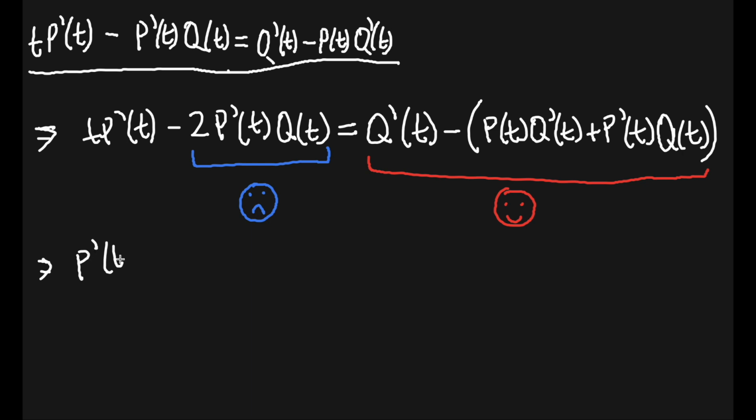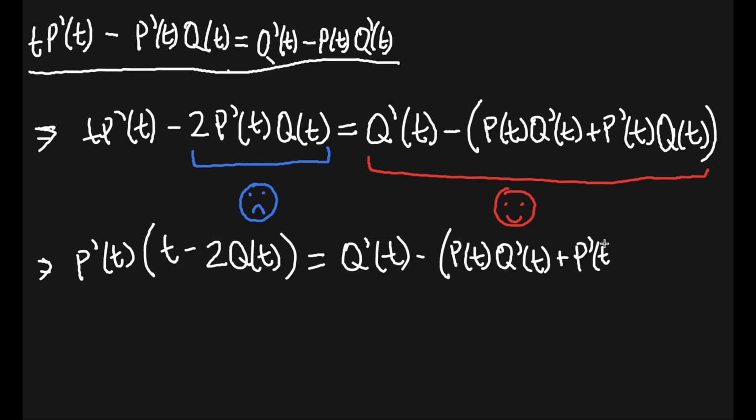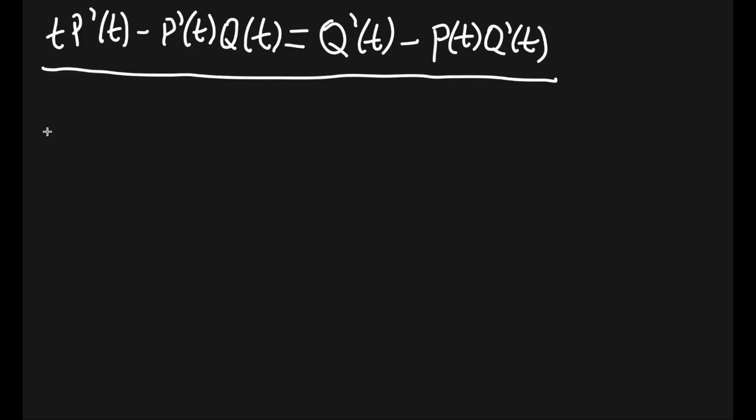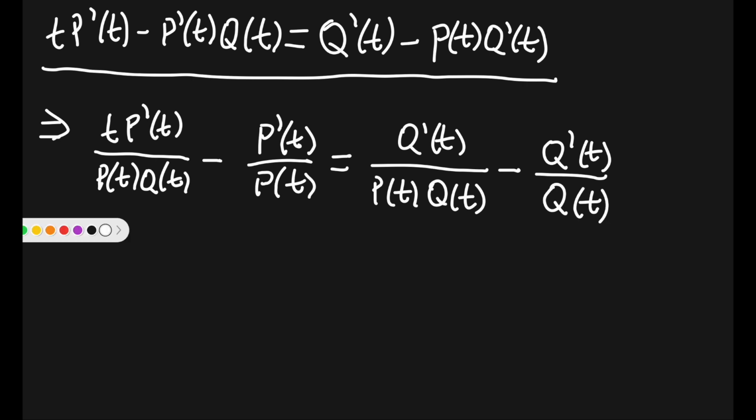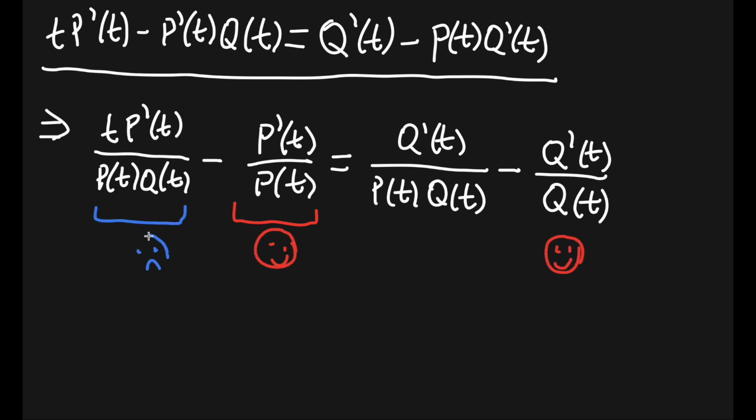Even if the left side is grouped by p prime of t, it doesn't do anything to help. P prime of t times q of t doesn't have a nice integral. Finally, I decided to try dividing by p of t times q of t, hoping that maybe it might yield something. It works nicely with p prime of t times q of t and p of t times q prime of t, which is what I intended to do. However, it again doesn't work out well with the other terms.